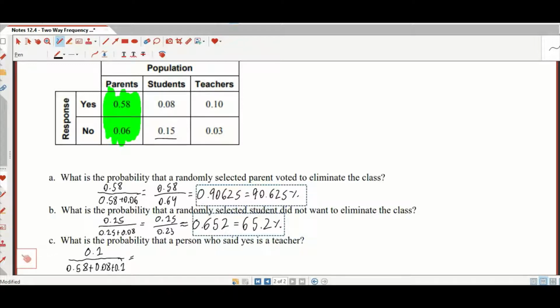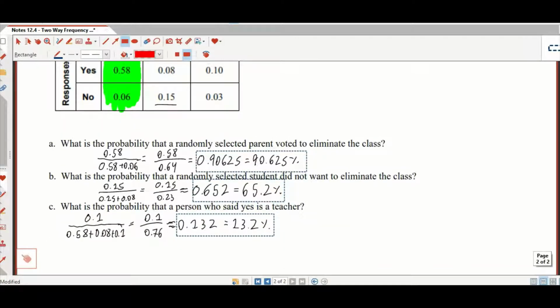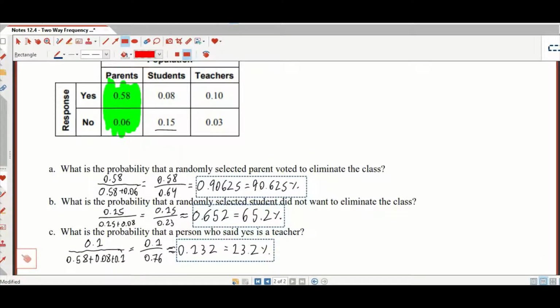0.58 plus 0.08 plus 0.1 is 0.76, so I get 0.1 over 0.76. So the probability that somebody who said yes, get rid of it, was a teacher, we're going to do 0.1 divided by 0.76, which is about 0.132. That is, about 13.2% of the people who said eliminate that class were teachers.